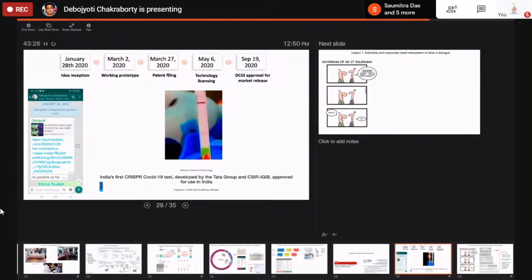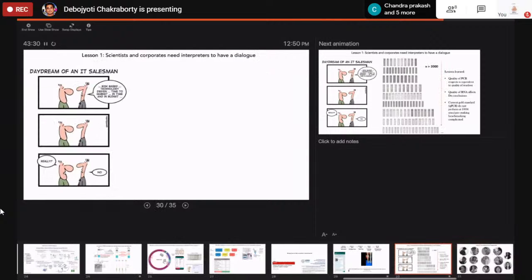And this was the information that came into the public domain. Now, one of the things that I learned is that we speak very different languages. The companies speak a different language, the scientists speak a different language, and you need a middle person to have a dialogue. In our case, the middle person was Dr. Anurag, who was the director of the institute, who literally guided both the parties together.